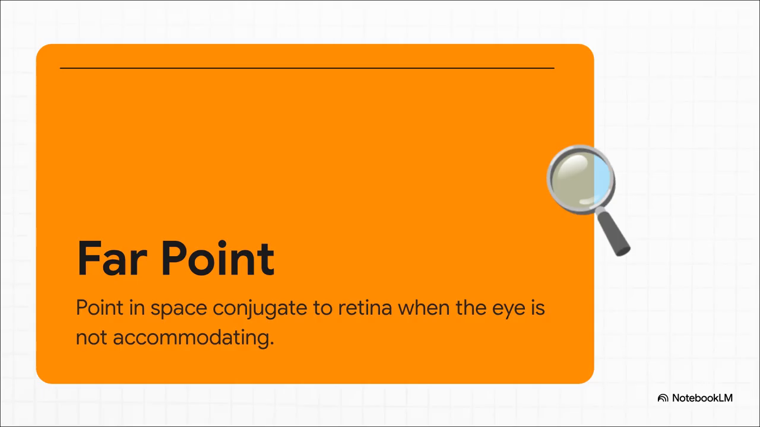So you absolutely have to remember this crucial definition. The far point is the point in space conjugate to the retina when the eye is not accommodating. I want to remind you, and I really can't stress this enough, all refractive error is fundamentally a far point problem, period. Think of the far point as the eye's ultimate home base for focus. If you know exactly where home base is, boom, you instantly know the patient's refractive status.